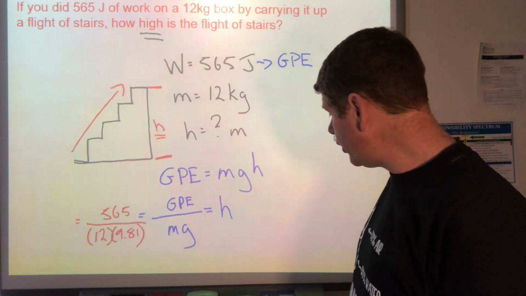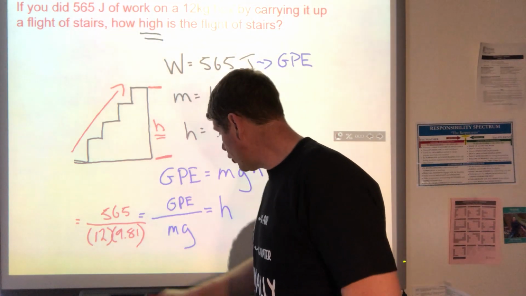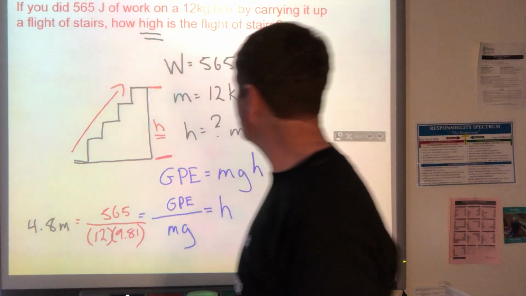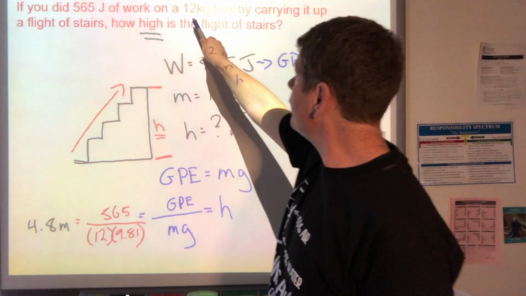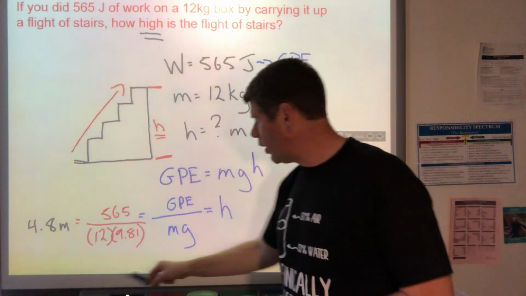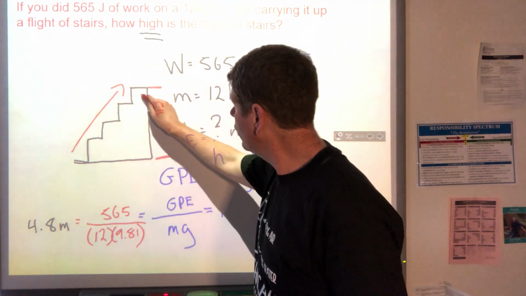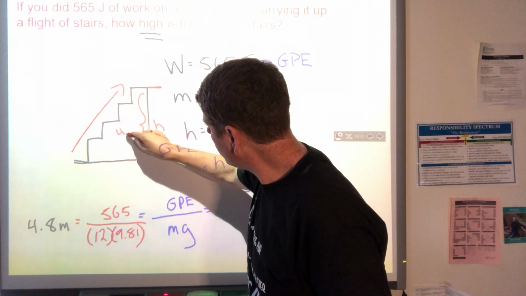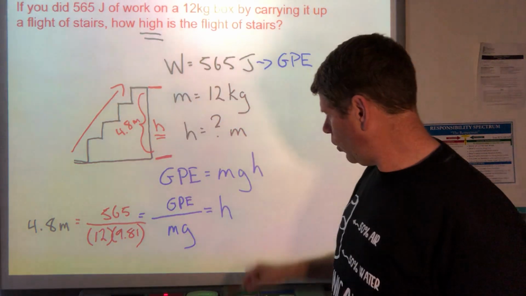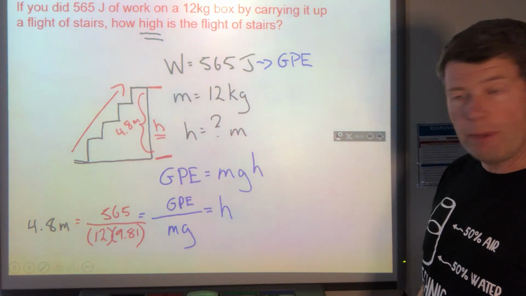So I get an answer, I'm going to round it to 2 decimal places, of 4.8. My answer is going to be meters. Now, I was given 2 digits in my question, so having 2 digits in my answer is kind of what I'm looking for. So this height right here is 4.8 meters, not the diagonal, the vertical line there. So that was how high that flight of stairs was. So hopefully that makes sense.